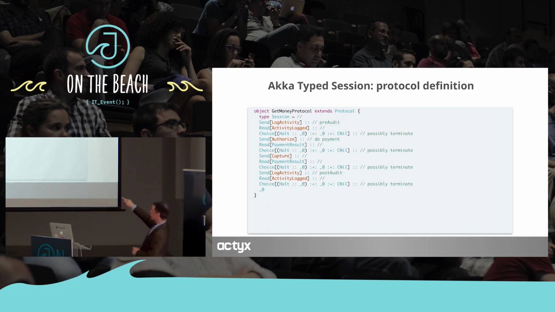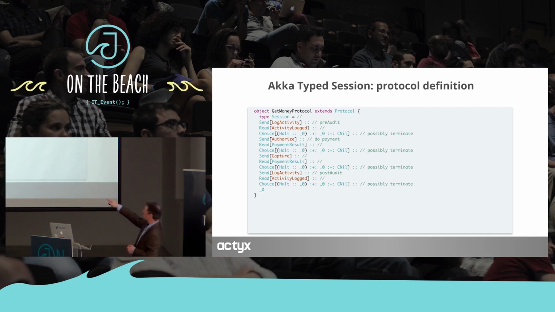The first one is sending log activity, then read activity logged. These are types, not values, right? And then comes a funky one. You'll see where that comes from when I show the code that does it. We have a choice here, because, well, we send log activity, we get back activity logged. What if the response doesn't validate, has the wrong ID in it, for example? Well, then we would terminate the process. That's what this choice expresses.